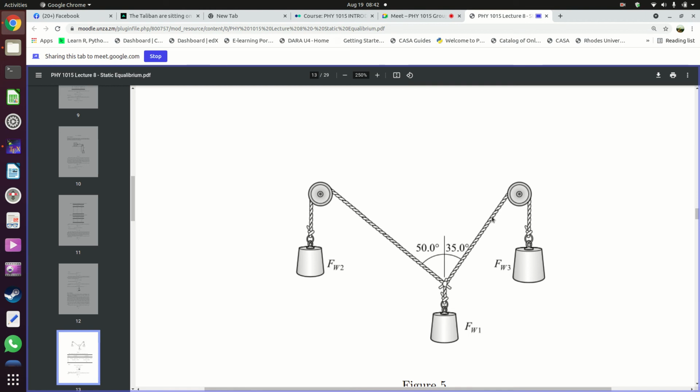Are we clear? Yes, sir. So FT3, the tension in this rope, which is balancing the 200 newton force, is 200 newtons. The tension in this part of the rope is equal to the weight of this object. The tension in this part of the rope, this side, is the same as the tension here, and is equal to the weight of this object. So if we can get the tensions, then we find out what the weights are.